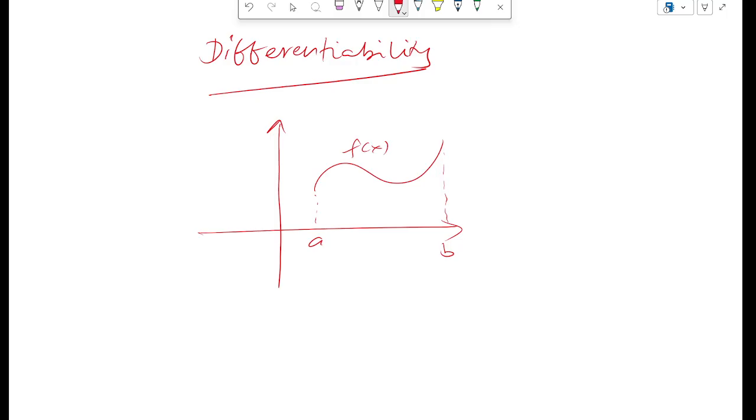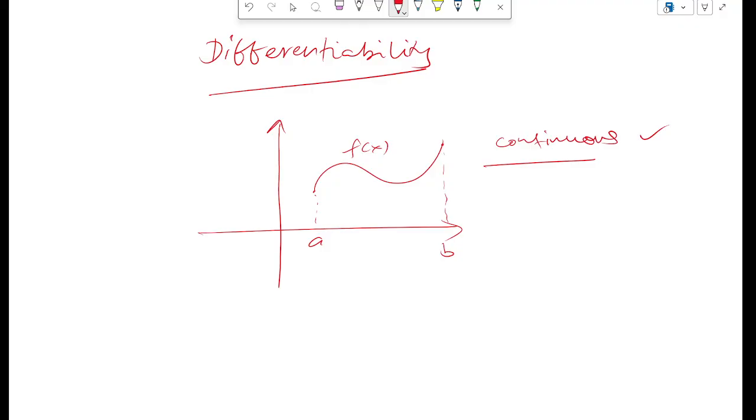We took the same example in the last video also. Now you notice that this function is, first of all, continuous from A to B. There is no breakage in the graph and no missing point, and we can draw this graph in one stroke. So this is continuous. There is no doubt about this.